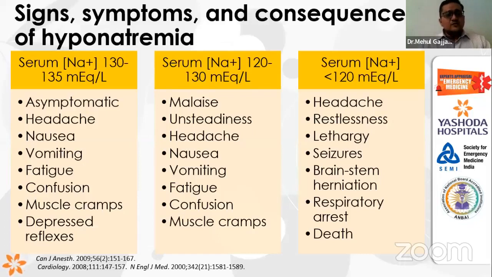The signs and symptoms of acute hyponatremia also correlate with serum sodium level. Whenever the serum sodium is less than 120, there is headache, restlessness, lethargy, seizures, brainstem herniation, respiratory arrest, and death. These are severe symptoms. While serum sodium level between 120 to 130 leads to moderate symptoms like malaise, unsteadiness, headache, nausea, vomiting, fatigue, confusion, muscle cramps. And the levels between 130 to 135 are quite a few times asymptomatic or have only mild symptoms like headache, nausea, vomiting, confusion, muscle cramps, and depressed reflexes.